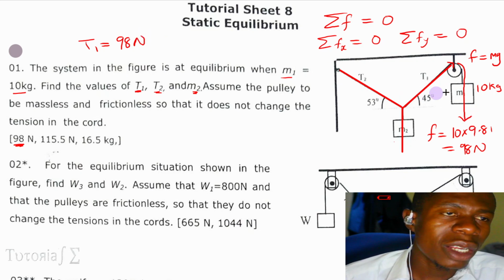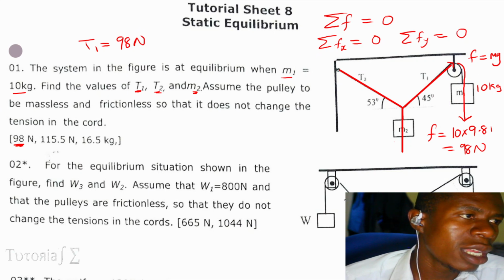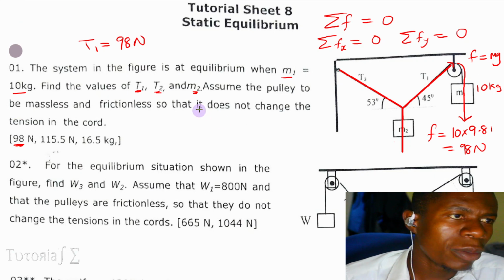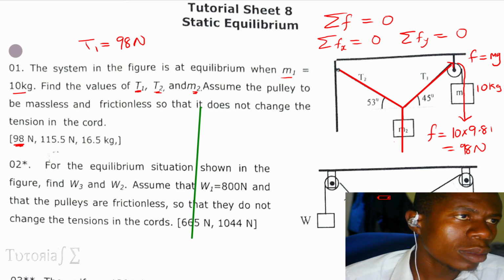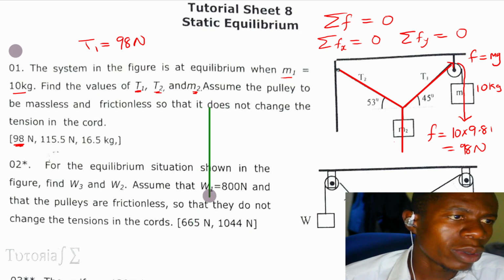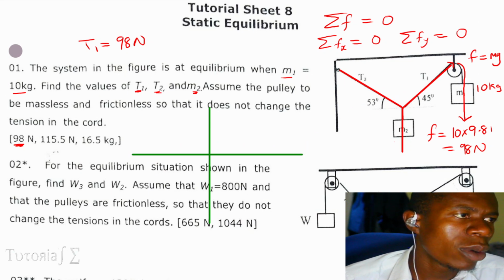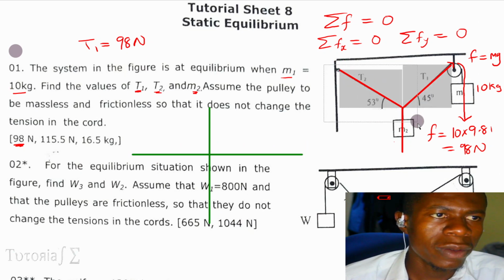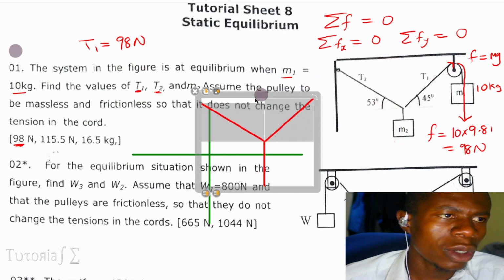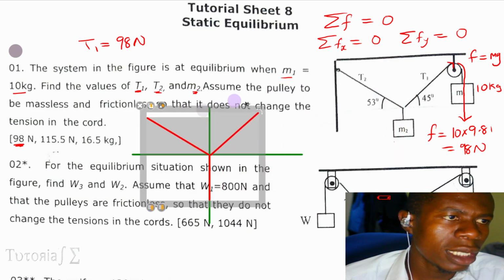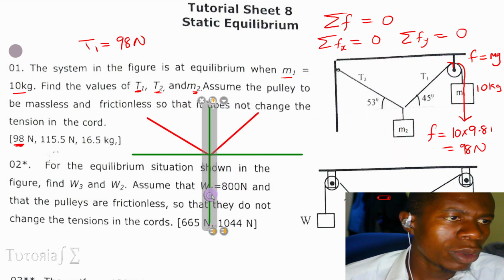Now we can use tension 1 to find the other tensions. First of all, we'll create an x or y plane. Then what I'm going to do is lift just this up and bring it from the x or y plane like that. Let me push this downward.